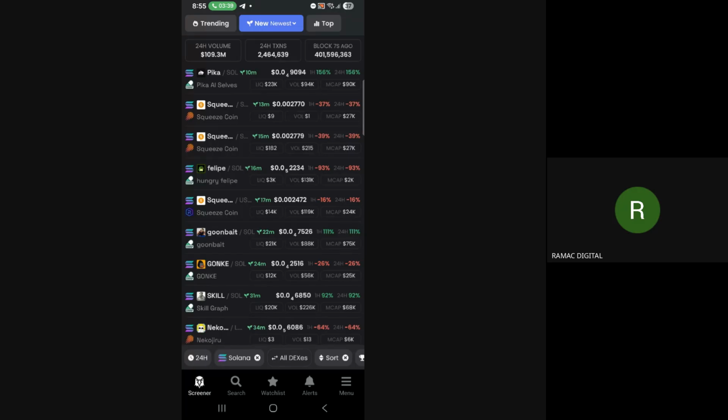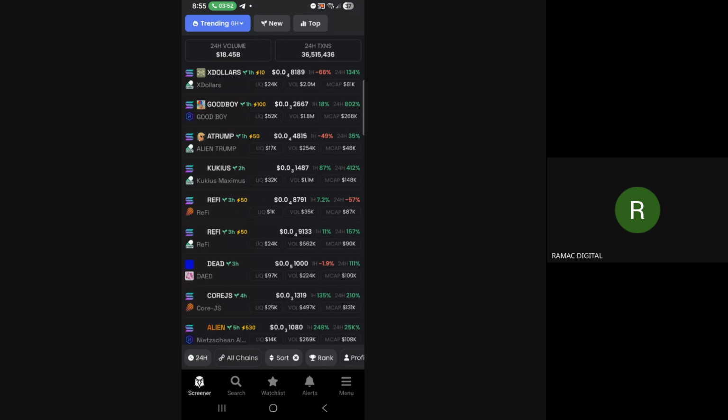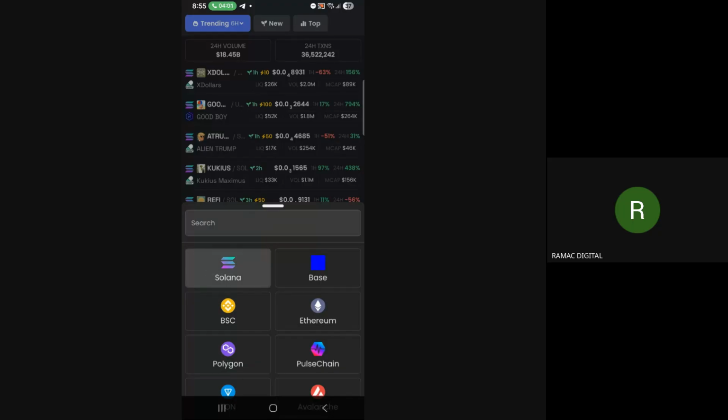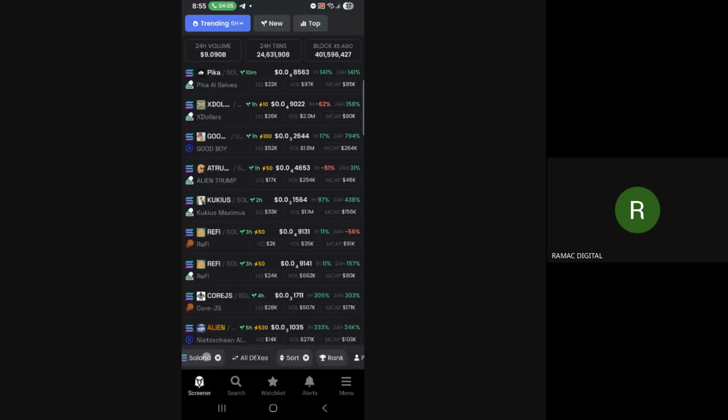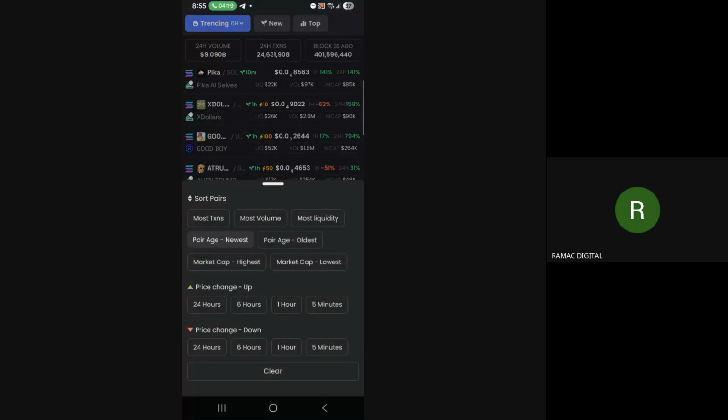I'll go to rank. In short, let me reset all these things and let me set a new one. So I have gotten a new method of setting the kind of coins that I need, and I want you guys to follow suit. Let us see how it plays. So I'll click on all chains as usual. We are dealing with Solana for now.